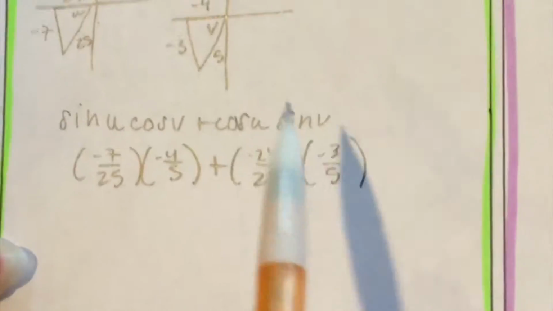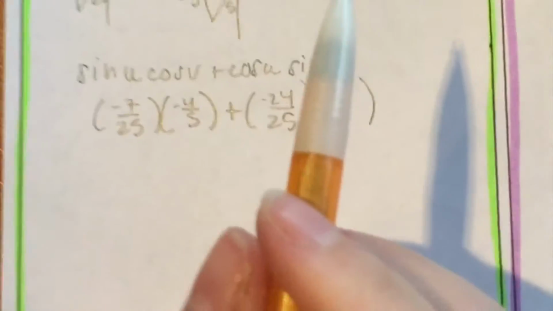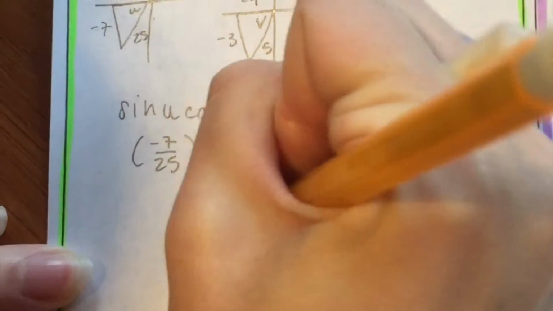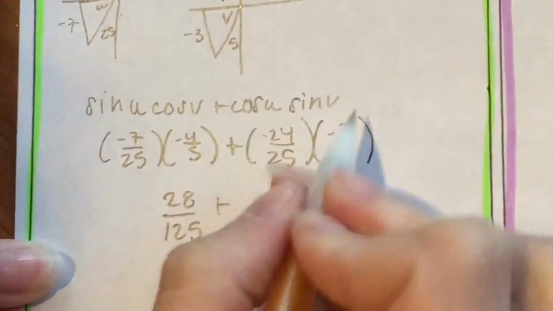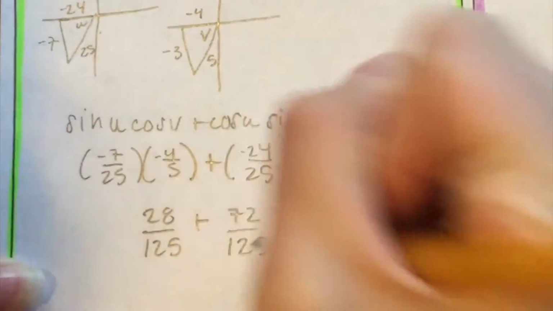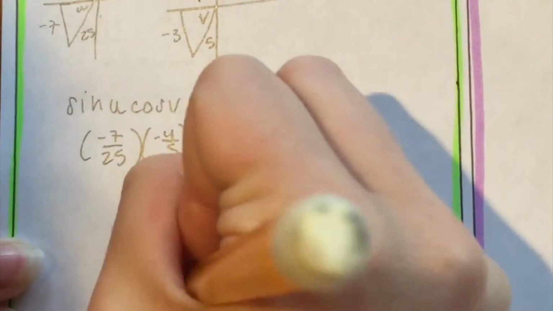And then, once we do that, we can multiply them together in our calculator, and you'll get here 28 over 125, plus on this side, you're going to get 72 over 125, which when you add them together, since they already have a common denominator, you'll get 100 over 125, which simplifies to 4/5, and that is your answer.